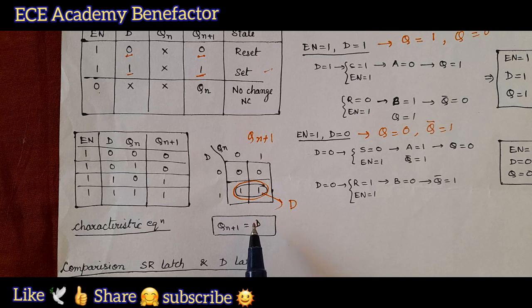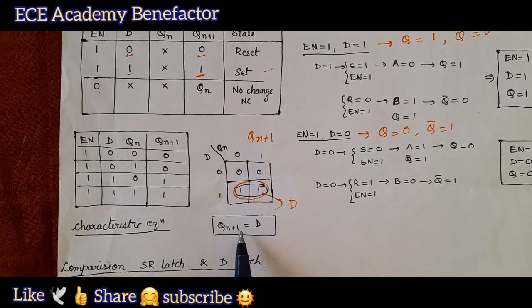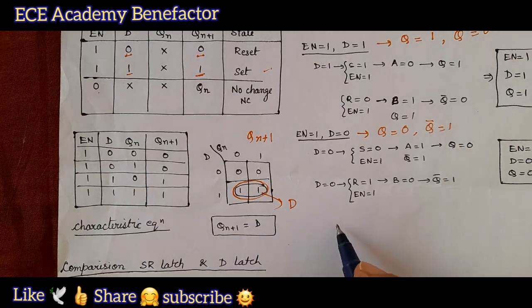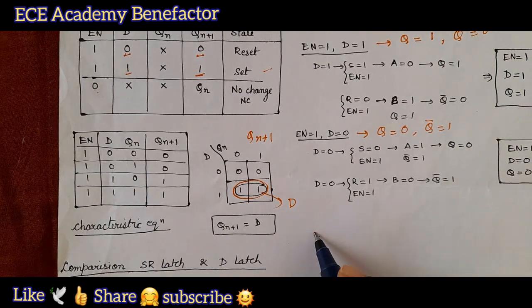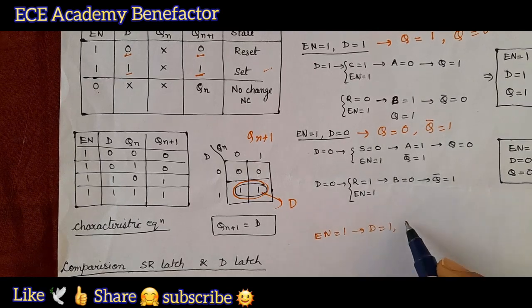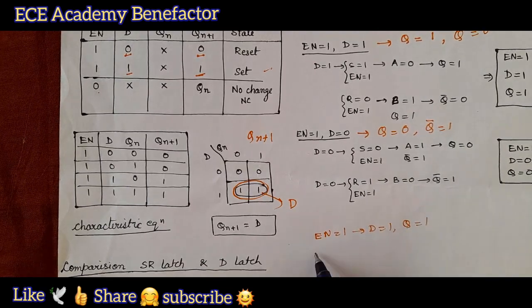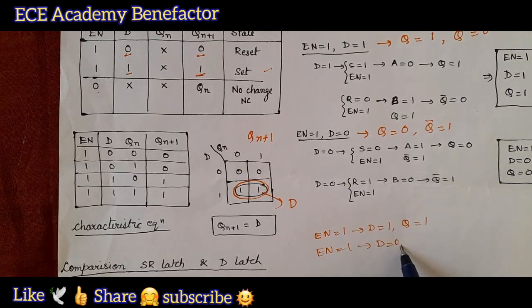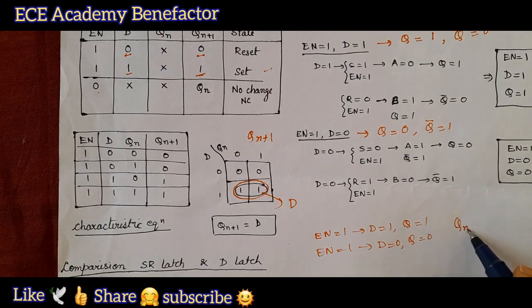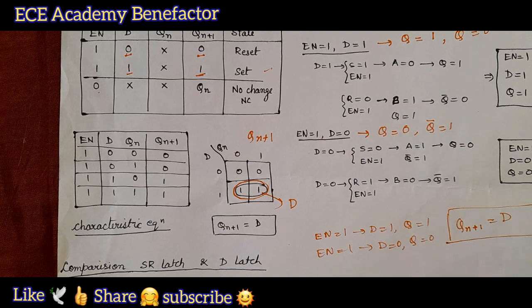So, what will be the characteristic equation of Qn plus 1? It is coming to be D. It is very easy to remember for the D flip flop. When enable is 1, D is 1, so output will be 1. When enable is 1, D is 0, output is going to be 0. The characteristic equation of the D latch is Qn plus 1 is equal to D.